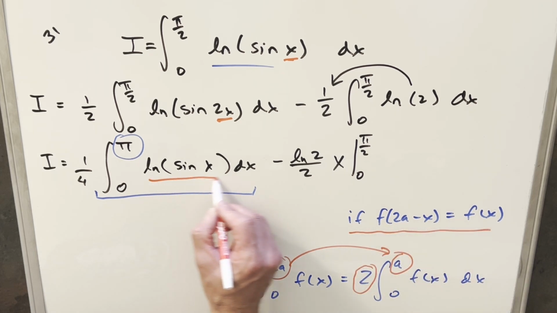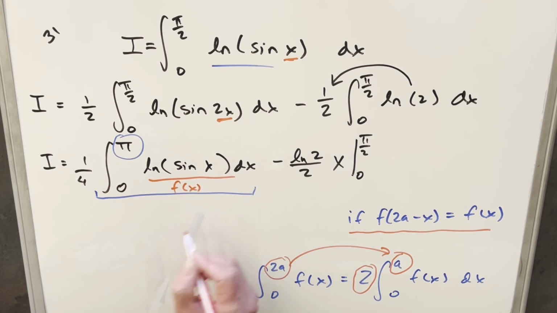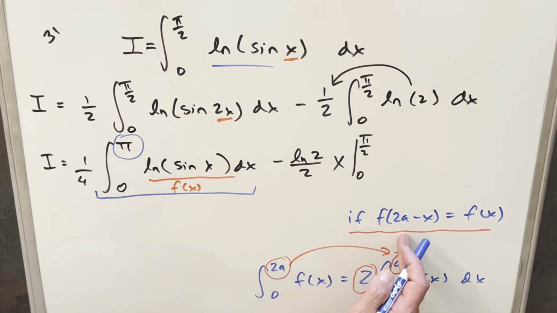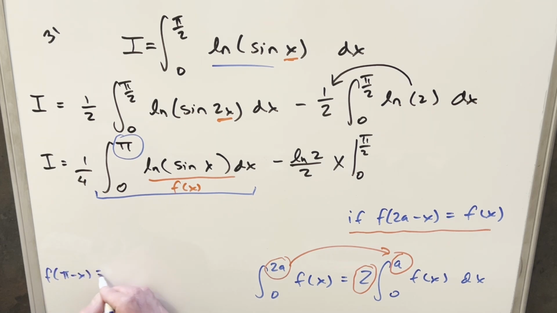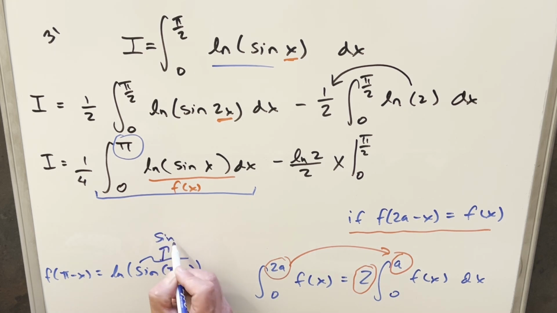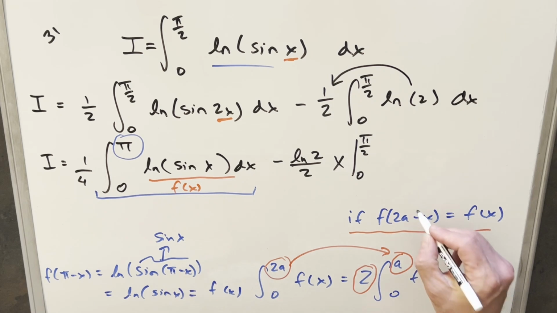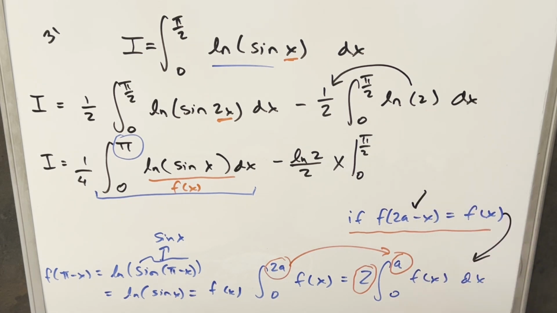Our f of x on this is going to be this. And so what we need to do for this test is check our f of 2a minus x value. In this case, that's just going to be f of pi minus x. So if we do that, we're going to have natural log sine pi minus x. But this here is actually the supplementary angle formula. This is the same thing as sine of x. And so this becomes ln sine of x, and that's exactly our f of x. So this condition here is true, and therefore we can use this principle down here.